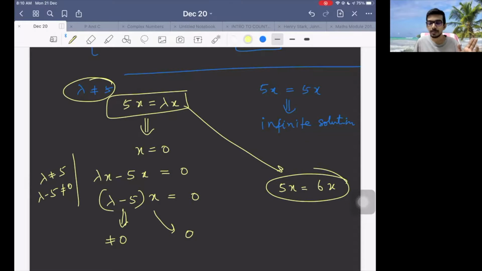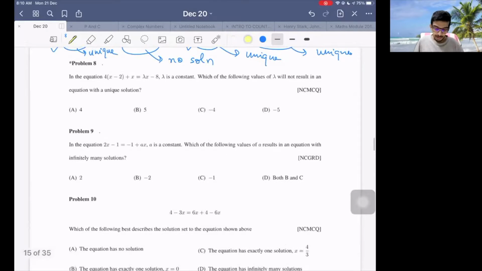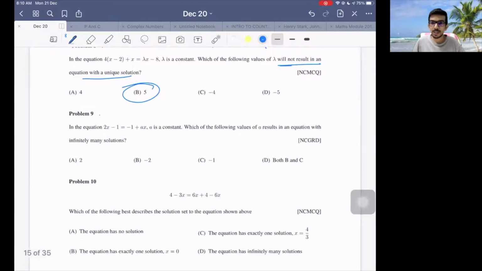Got it? Shall we move on to the next problem? Now, what is the answer to the question? Which of the following values of lambda will not result in an equation with unique solution? The answer is 5, because any number except 5 will give you an equation with unique solution. And when lambda is equal to 5, that will lead to an equation with infinite solution. All right. Shall I move on to the next question?